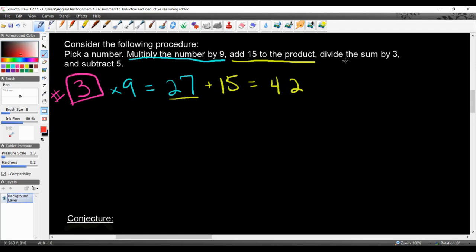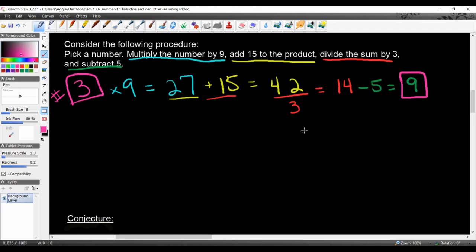And then it says divide the sum by 3. So this was the sum right here, that plus 15 gave me 42. So I'm going to divide this by 3 now. 42 divided by 3, I believe, is going to give me 14. You can double check with the calculator if you don't believe me. And the last step says to subtract 5. So minus 5, and that gives me 14 minus 5, I believe, is 9. So my final answer here is 9.